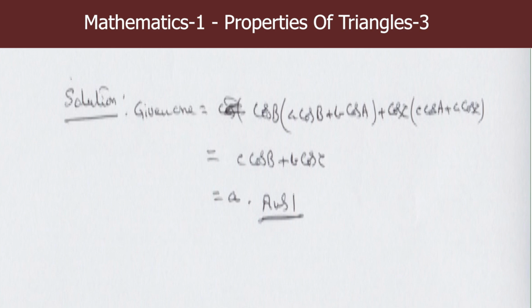See, you know how you got it? Projection formula: a cos B plus b cos A is nothing but small c. Similarly, c cos A plus a cos C is small b. So that's why the given expression is equal to c cos B plus b cos C, which is equal to small a.